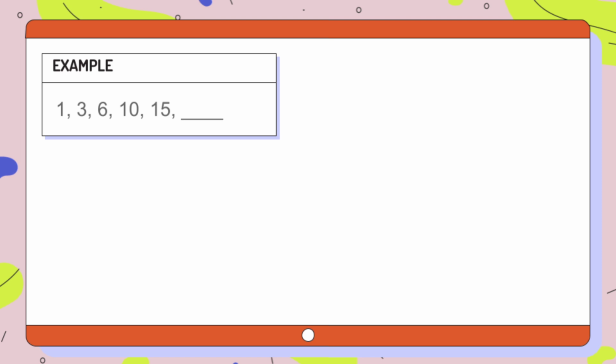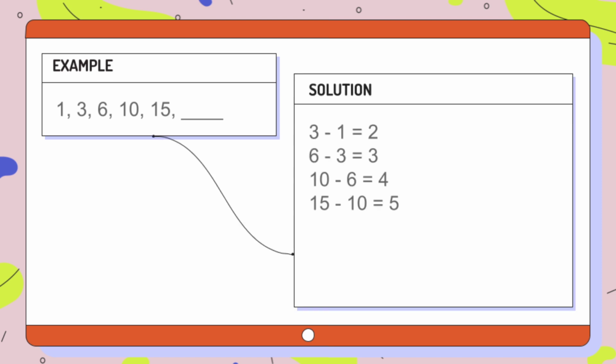So what is the common difference? If we take the second number 3 and subtract the first number 1, we will get 2. If we take the third number 6 and subtract the second number 3, it will give us 3. If we take the fourth number 10 and subtract the third number 6, it will give us 4. Lastly, we take the fifth number 15 and subtract the fourth number 10, it will give us 5.